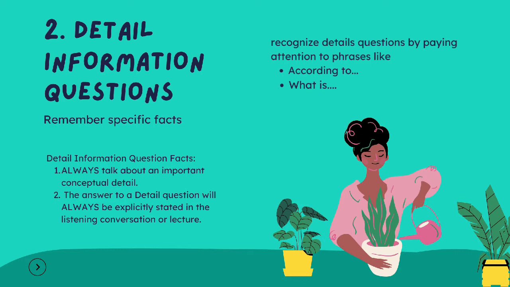Detailed questions will always ask about an important conceptual detail. You will not be expected to memorize trivial details such as whether something happened in 1977 or 1978. The answer to a detailed question will always be explicitly stated in the listening conversation or lecture.